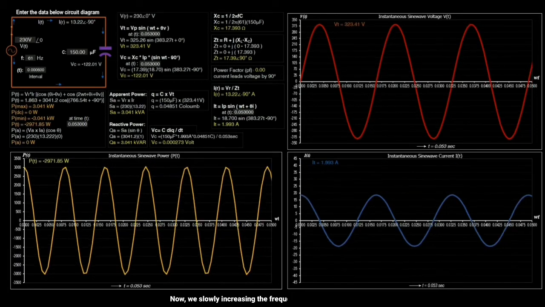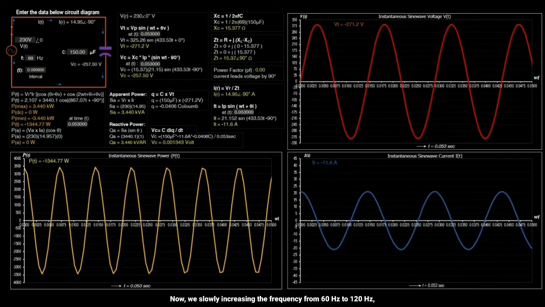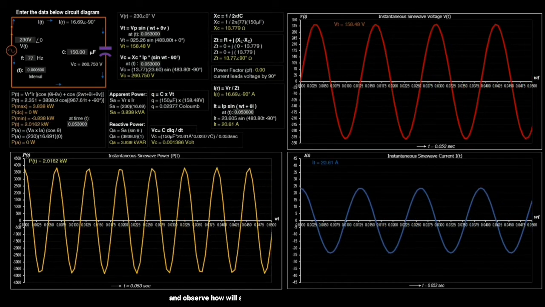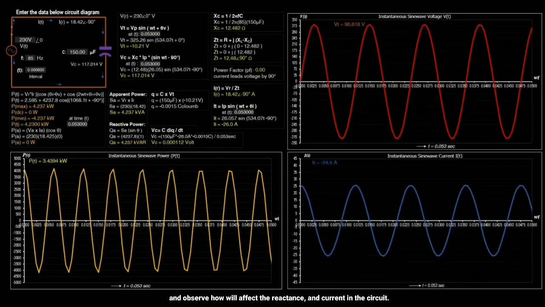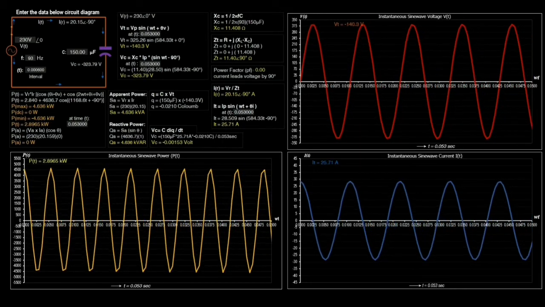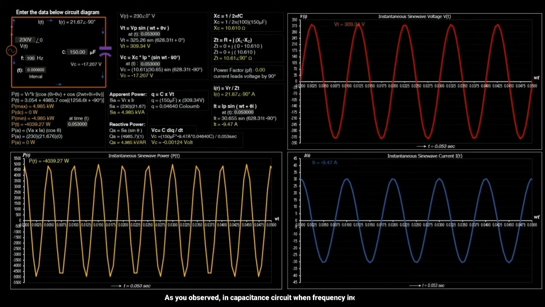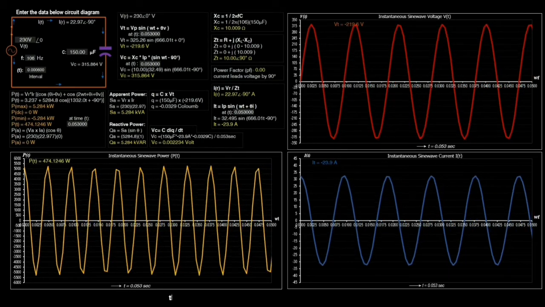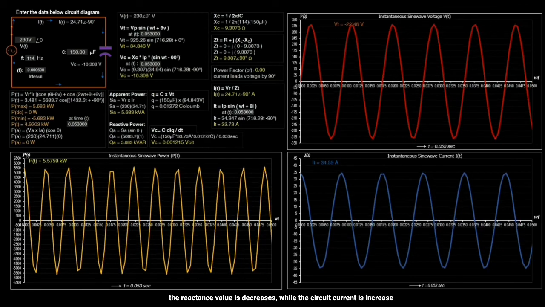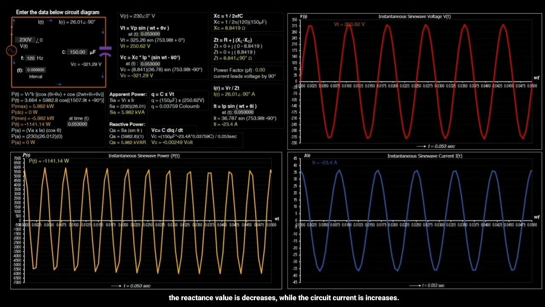Now, we slowly increase the frequency from 60 Hz to 120 Hz, and observe how it will affect the reactance and current in the capacitive circuit. As you observed, in a capacitive circuit, when frequency increases, the reactance value decreases, while the circuit current increases. Because capacitive reactance is inversely proportional to frequency. If the frequency increases, the current flowing into the capacitor increases in value, since the rate of voltage change across its capacitor plates increases.